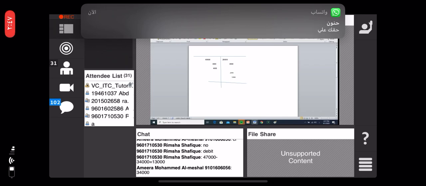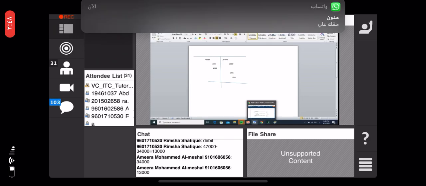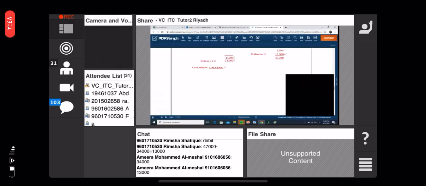So the balance will be the difference between what? Between the 47 minus the 34. So what's the balance? The balance will be 13,000. So clear now the posting and how you find the balance.